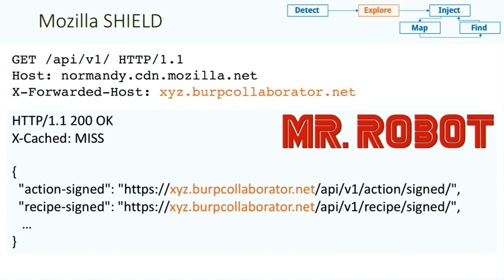So the end effect was I could make every Firefox browser on the planet connect to my system to fetch this list of recipes which specify what extensions to install. So that's pretty cool. That's like 50 million browsers or something like that, right? So that raises the question, well, okay, what can you do with these recipes?